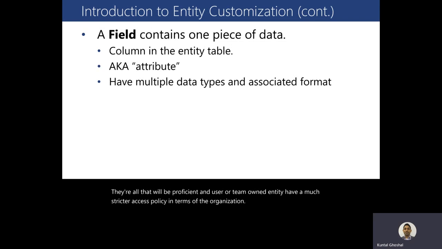The field inside the entity, which we also call an attribute, from a developer's term is nothing but the column on the database table. So if you denote an entity as a database table, a field is basically a column on that database table. The field has multiple data types, which we'll talk about in detail in the coming slide.